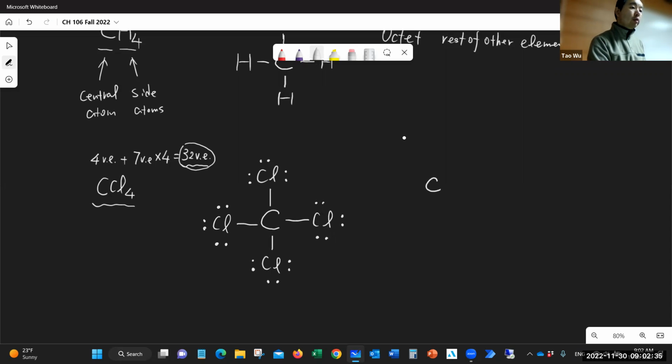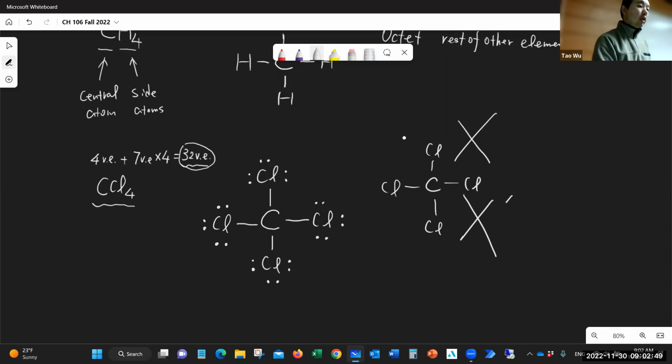I saw a lot of people write the CCl4 like this. This is completely not correct, because you're just writing the 4 bonds, which is the 8 dots, but you ignore all the dots around the chlorine. So obviously this is not the correct Lewis structure for CCl4. You have to assign the exact number of dots. It doesn't matter whether the dots are in the bond or around the elements, but you have to put the 32 dots there. Are you clear? Okay.